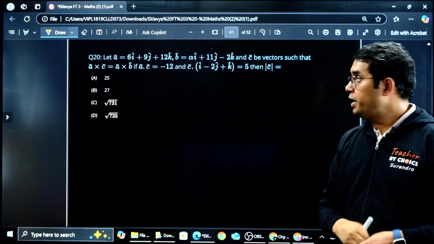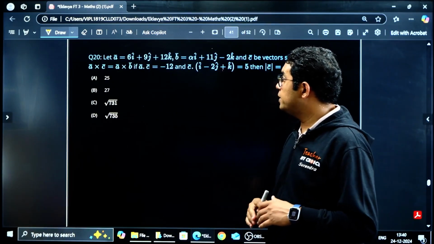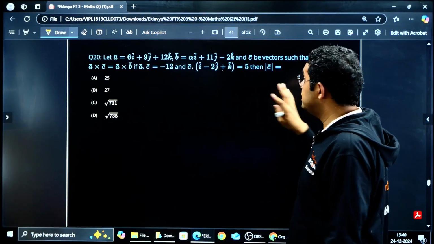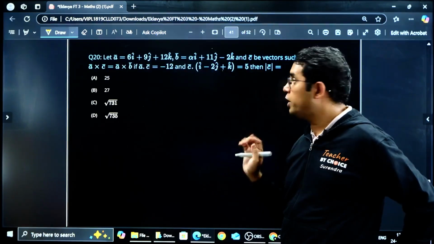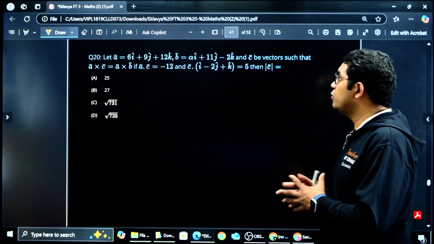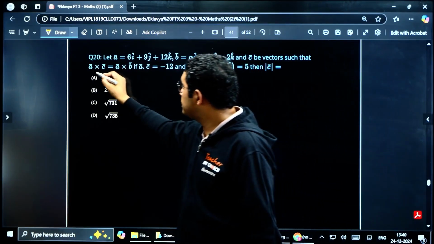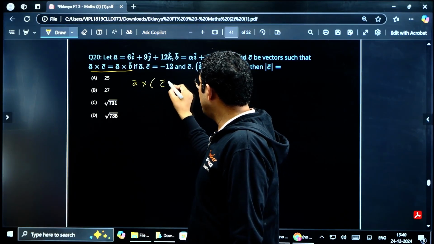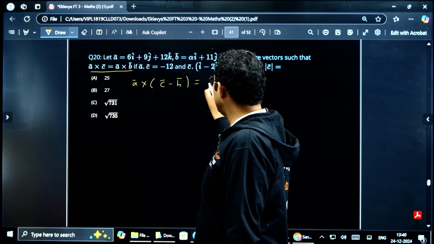Now coming to question number 20, it says A is equal to 6i cap plus 9j cap plus 12k cap, and similarly we are given B in terms of alpha, and C is the vector such that A cross C is equal to A cross B. We are given A dot C is equal to minus 12 and C dot this vector is equal to 5. Now whenever we are given such a relation, we should first understand it is like A cross (C minus B) is equal to null vector.